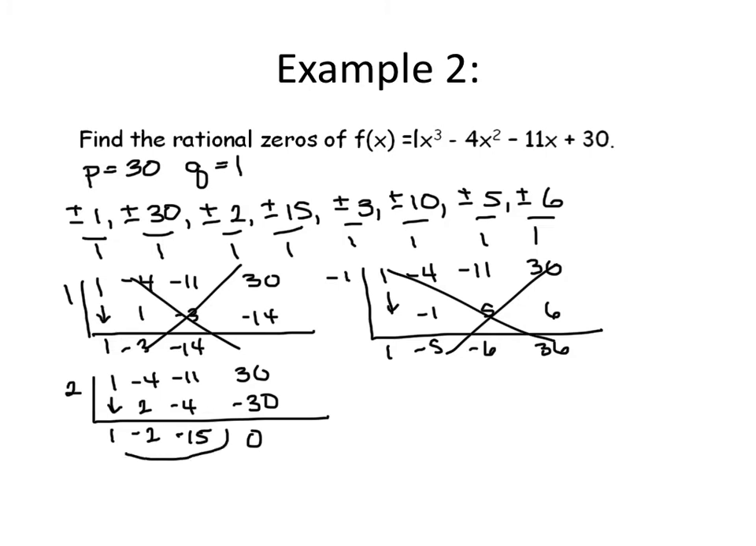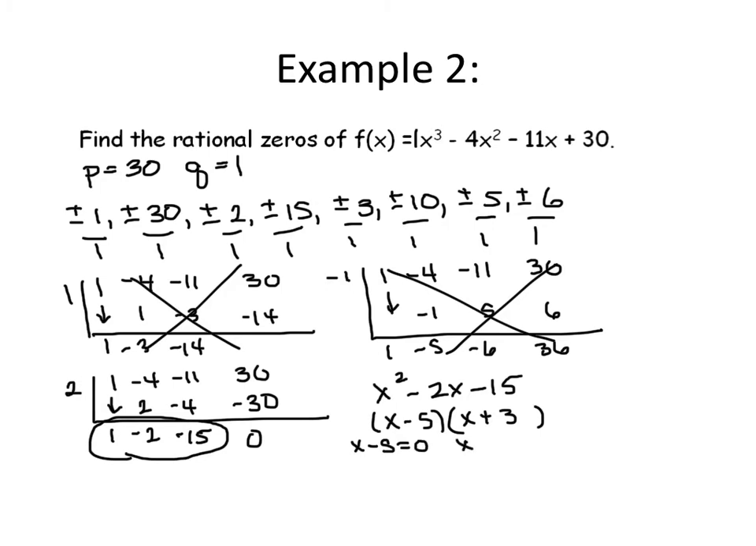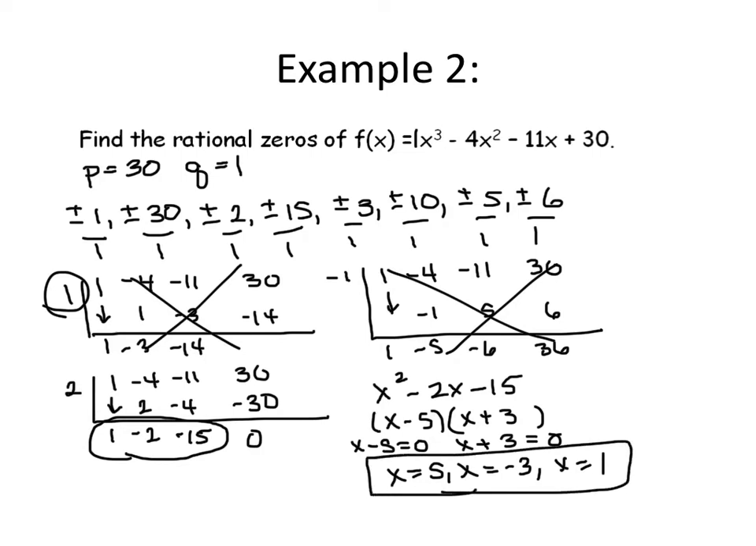So now we're going to take this and write it as a polynomial. So x squared minus 2x minus 15. We're going to factor: what two numbers multiply to make -15 and subtract to make 2? So -5, +3. Set them equal to 0. x is equal to 5, x is equal to -3, and then our 1 from the beginning, x is equal to 1. So we have 3 solutions because we had a cubic equation, which means it has 3 solutions.